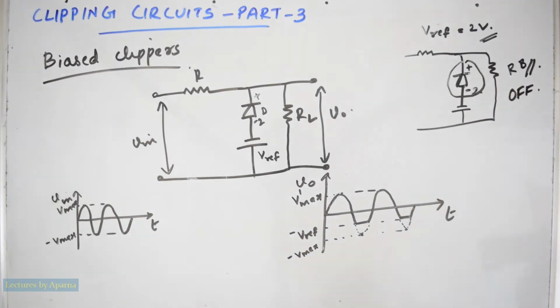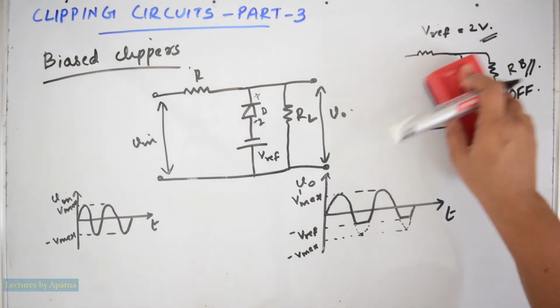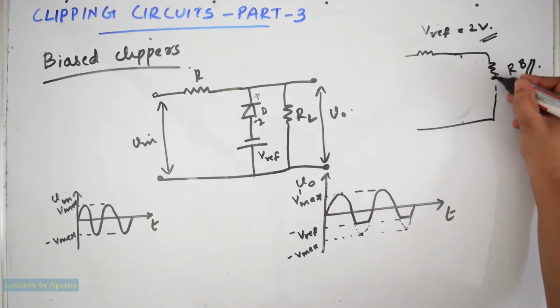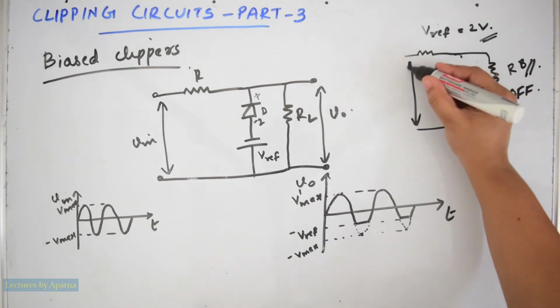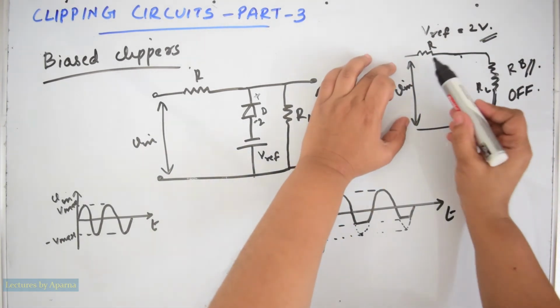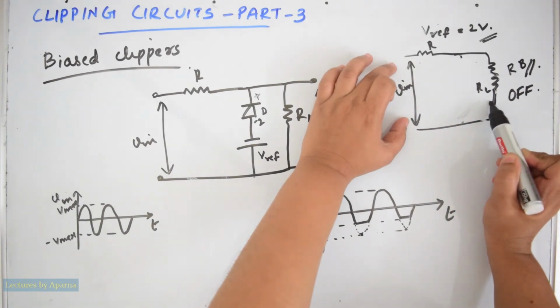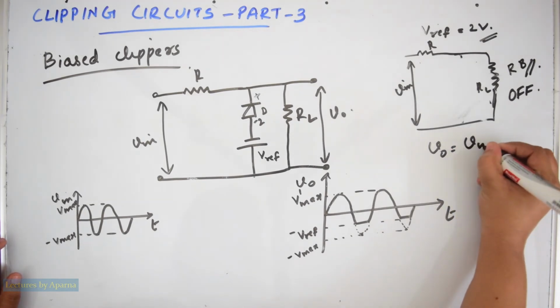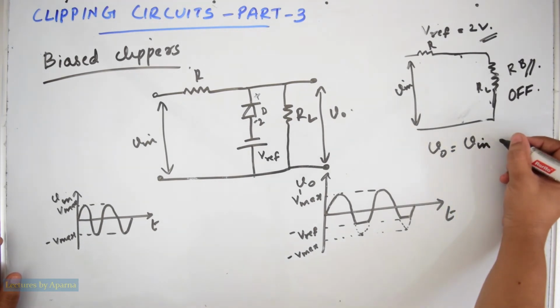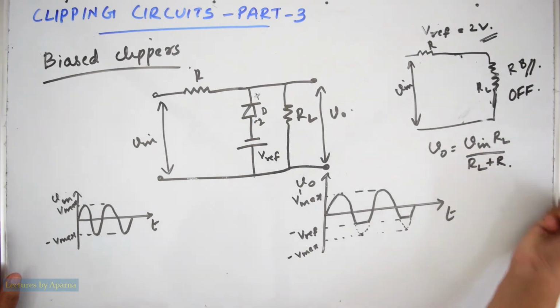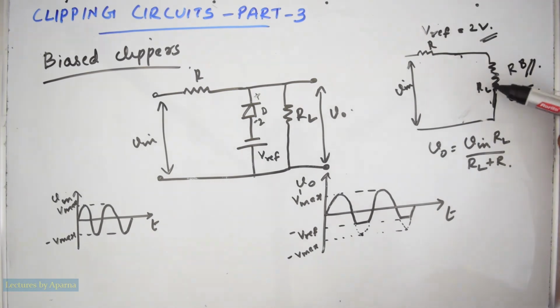So how will the circuit look like? The diode is off, so this portion won't be there. This is the input wave, V in. This is R and RL. So the voltage V in will get divided between R and RL. So what will be the output voltage? V0 will be equal to V in into, using the voltage division rule, V in into RL by RL plus R. So the voltage will get divided between R and RL.